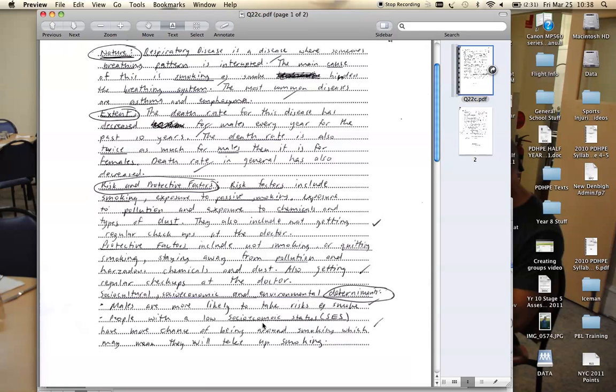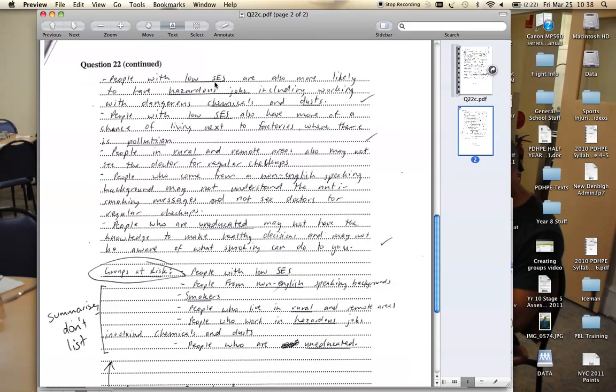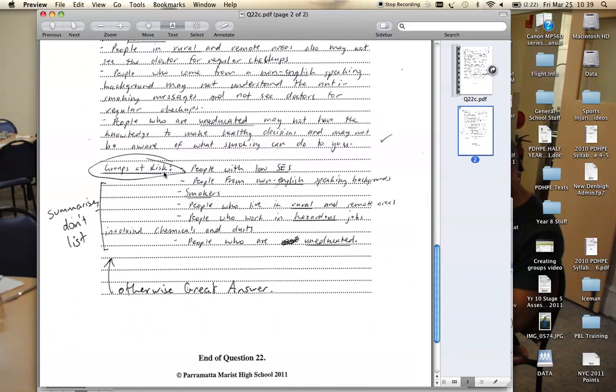So males, socioeconomic status. If we just move on to page 2 now, people with low socioeconomic status, not only has he said that that's a determinant, he's explained why it's a determinant, looking here with the hazardous jobs where they live, and also that they would be more likely to smoke. People living in rural remote areas, not only has he said what the determinant is, but why it's actually a determinant. Again, non-English speaking backgrounds, people with lack of education, which coincidentally ties right in with the low socioeconomic status people.